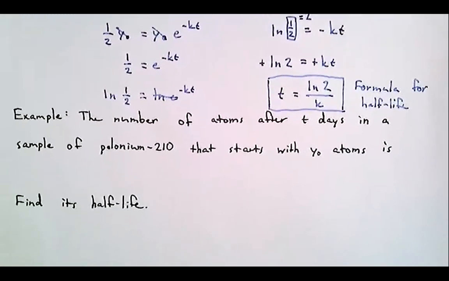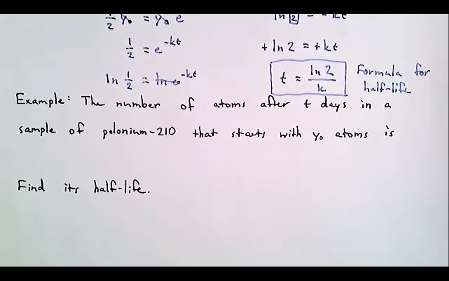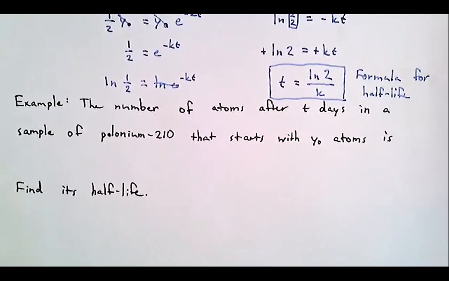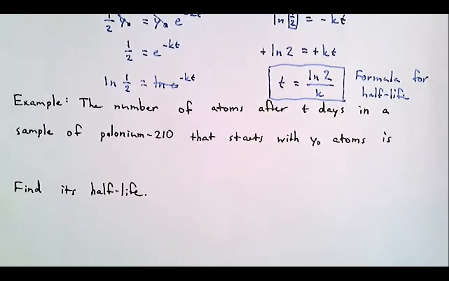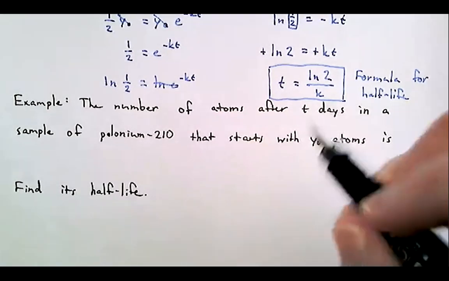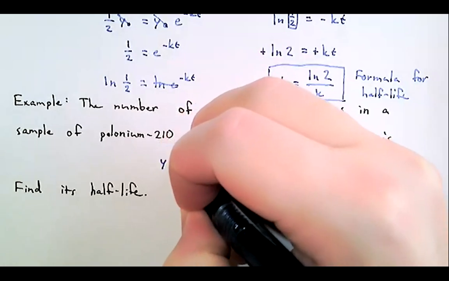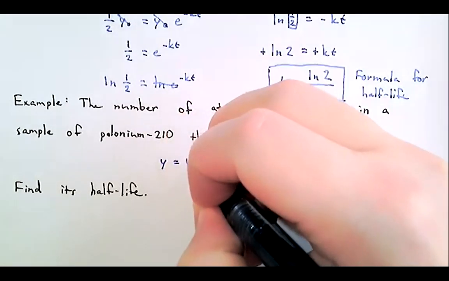So next, I want to move on to an actual example, a word problem. And I wrote down most of it. The number of atoms after T days in a sample of polonium-210 that starts with Y0 atoms is given by this formula. So I'm just going to give it to you in this particular example.